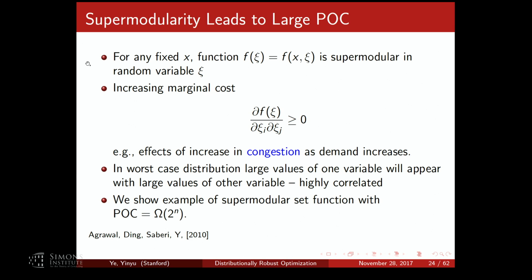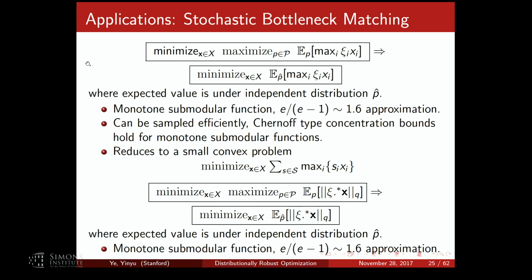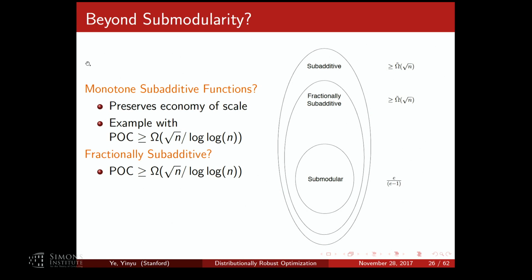What problems have a small POC? You can use stochastic bottleneck matchings, and all these kinds of things you can prove are actually submodular. You can reduce this to even simplified simple convex optimization problems and deterministic problems. You can apply it to any norm. So I'm going to go through this quickly. It's just a couple of applications to show it is possible. Okay, so if we have a submodular function, we have a small POC.